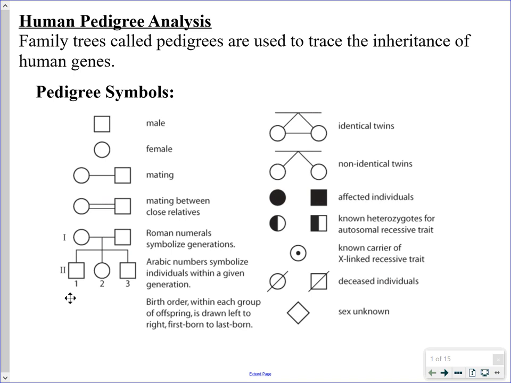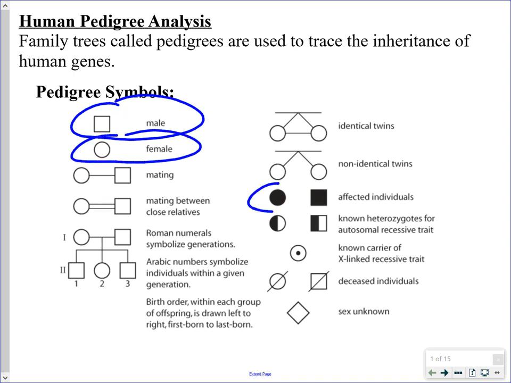So this first slide is showing us various different pedigree symbols that we will be using. You don't need to memorize these. These will be given to you on a data sheet, but the big ones are: if you see a square, that is a male. If you see a circle, that means that it's a female. If they are shaded in, that is the particular trait or condition that we are tracking throughout the pedigree.